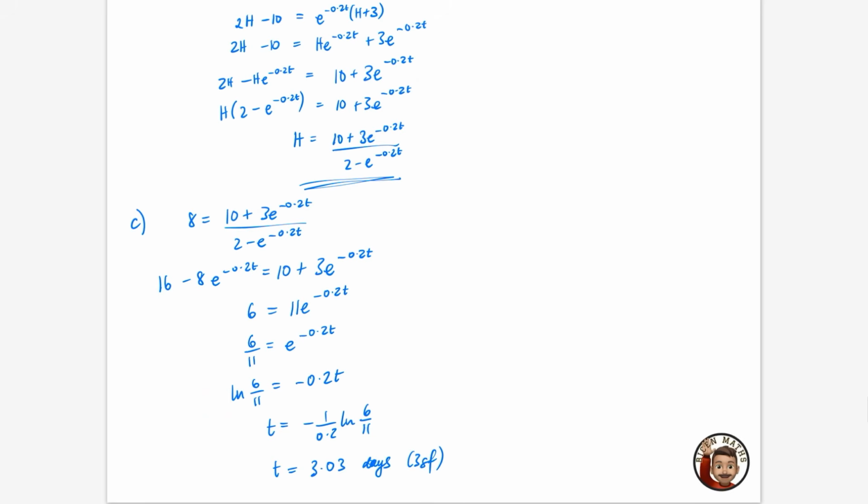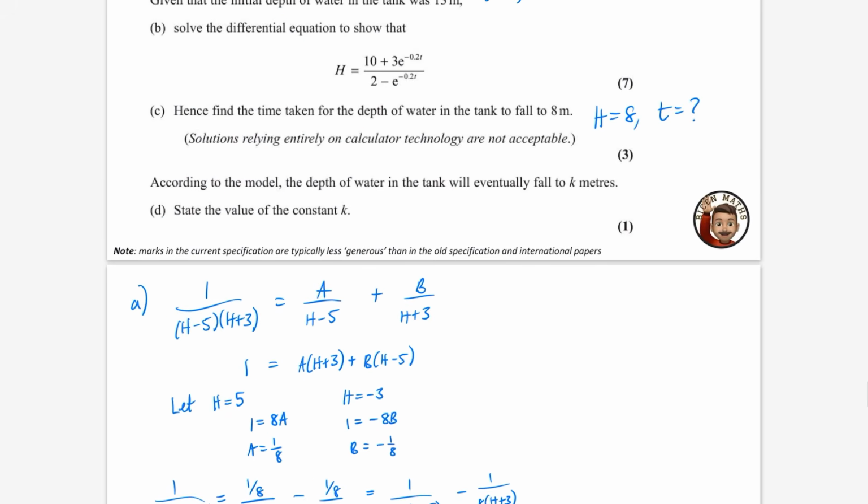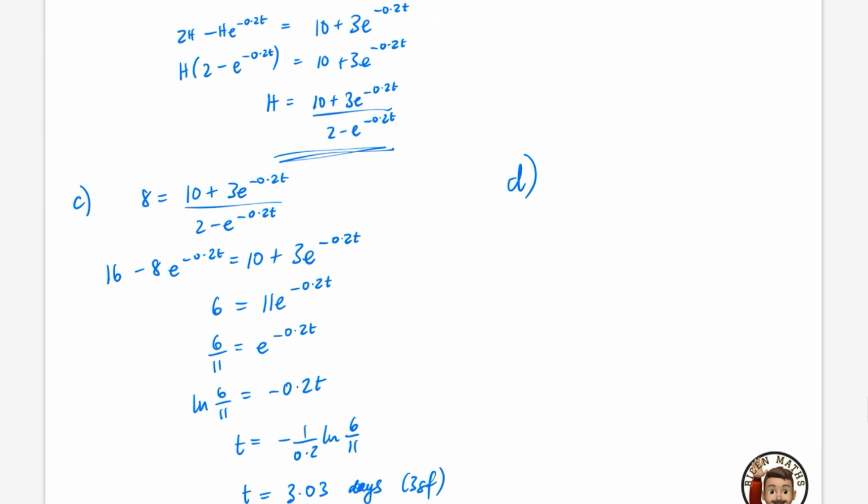Now I can probably fit part D of the question in here as well. Let's see what D says. According to the model, the depth of the water will eventually fall to k meters. State the value of the constant k. State just means you can just give an answer straight up, really. So this is saying what's going to happen to it as it eventually gets to a particular level, as t becomes a very, very big value.